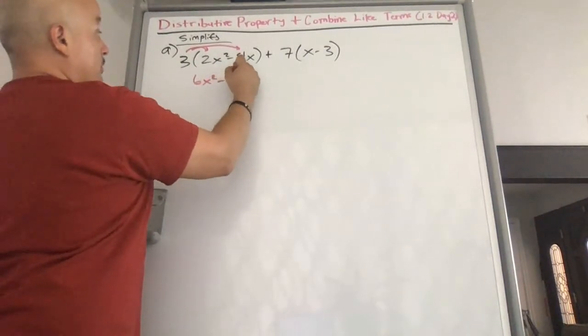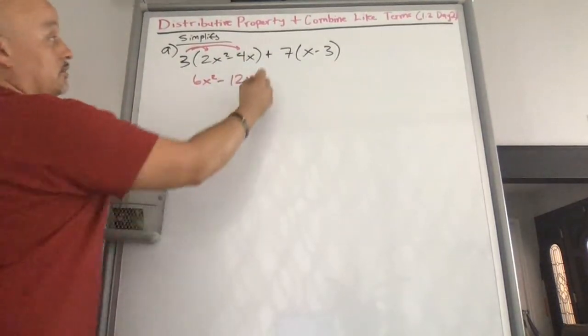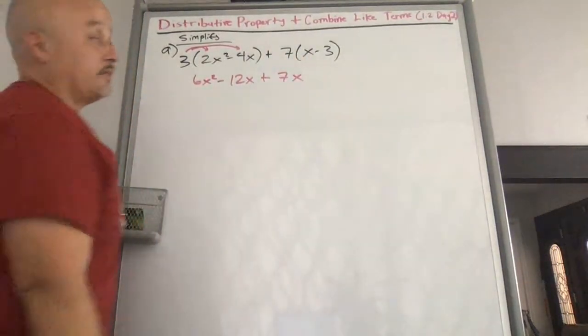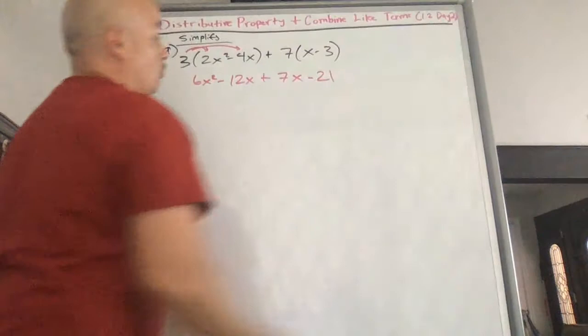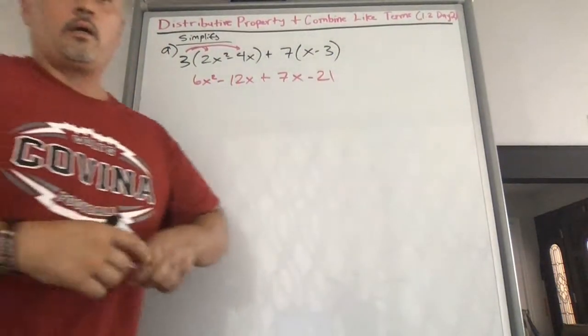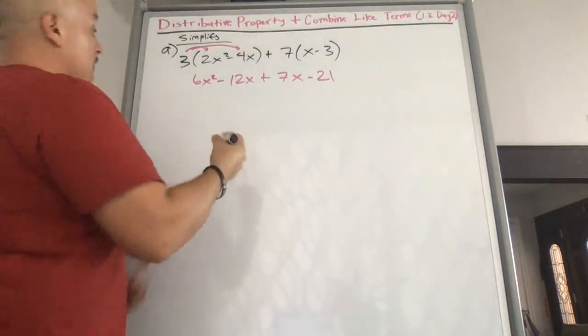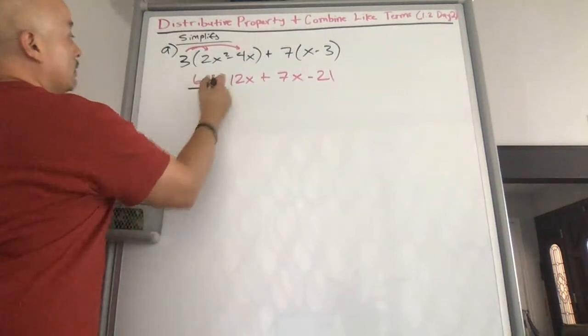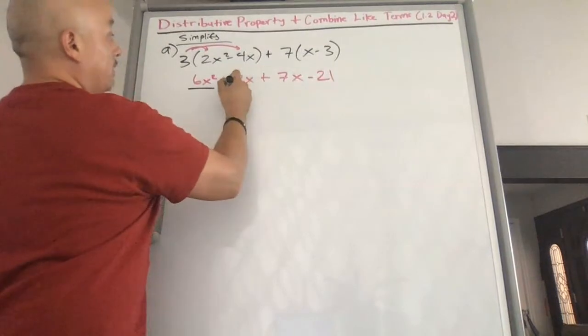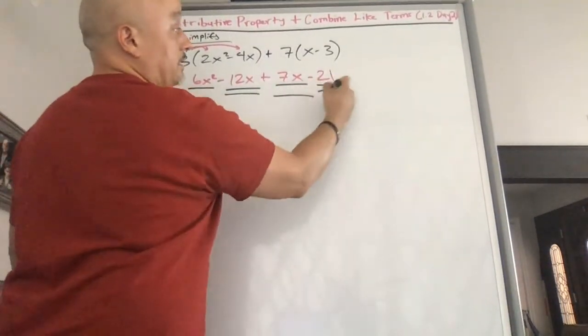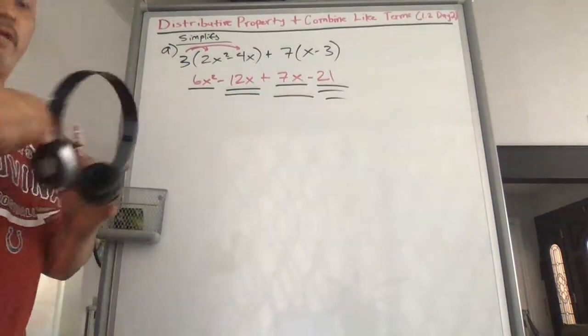6x squared, 3 times 4, that's 12x. Over here, 7 times x, 7x, 7 times 3, 21. Now I'm going to go ahead and combine like terms. So my like terms are, no other x squared, there's x. This is a like term with x, and then my constant is by itself, right?